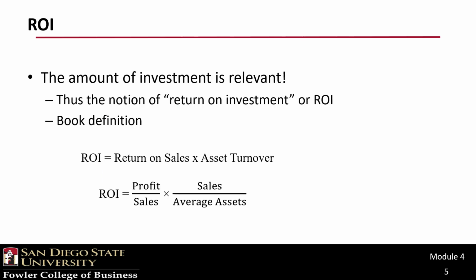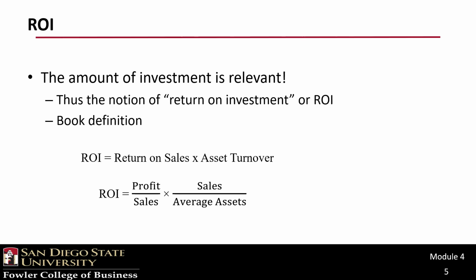Okay, so this tells us that the amount of investment is relevant. And therefore, we get the notion of return on investment, or ROI, as being a good performance measure that might be better than something like contribution margin per unit. So the book definition says that ROI is return on sales times asset turnover. Return on sales is your profits divided by your sales, and asset turnover is sales divided by average assets.